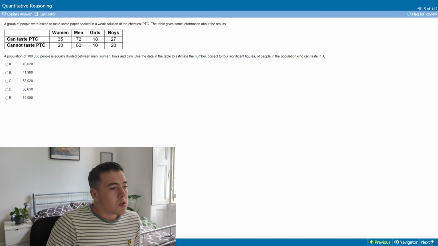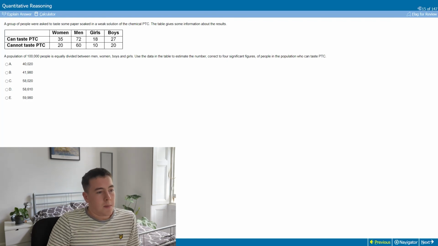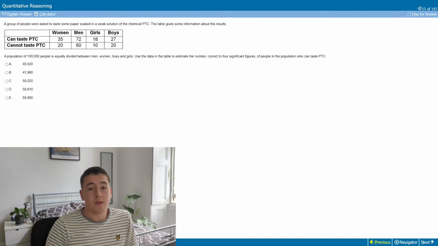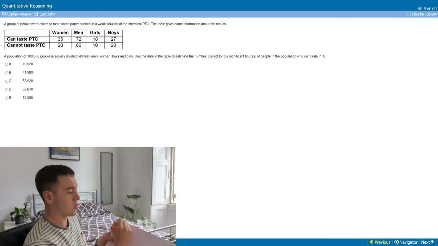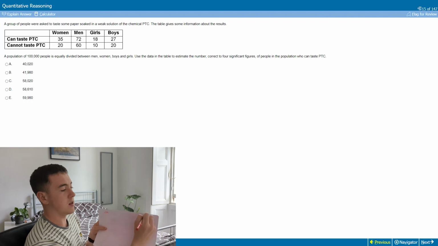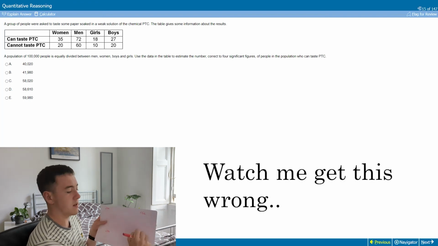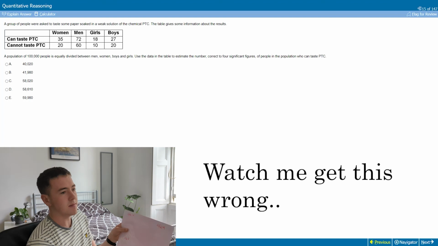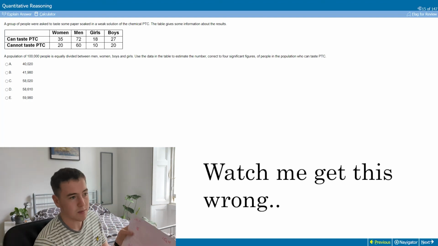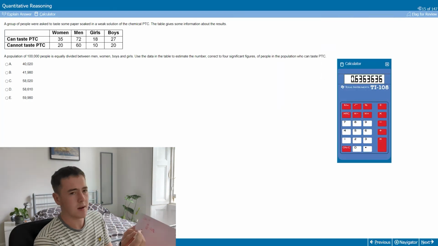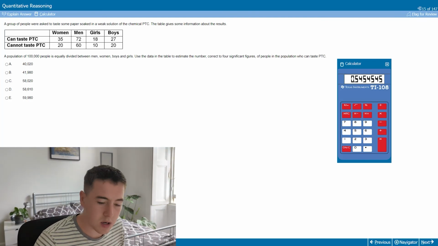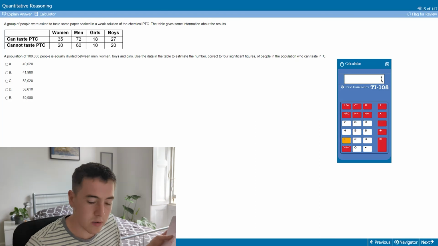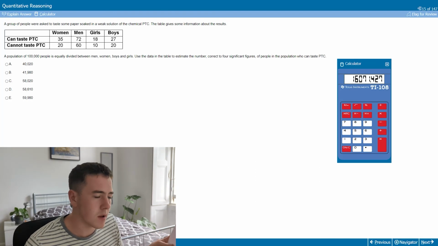So a population of 100,000 people is equally divided between men, women, boys and girls. Right, so straight away that's part 1 of the question. We've got a population of 100,000, so then divided by 4 is 25,000. So 25k, 25k. No, no, no. I've done this wrong. Right, so at this point I know that I've done something wrong.